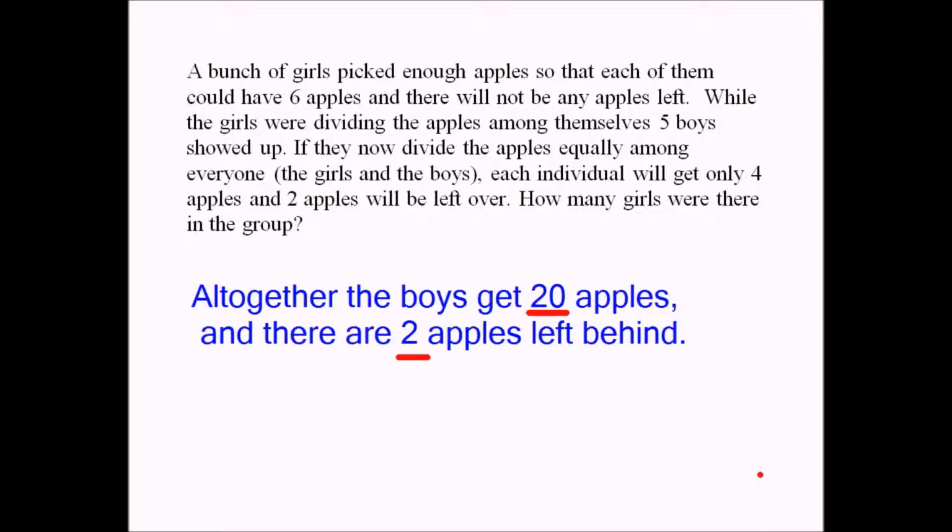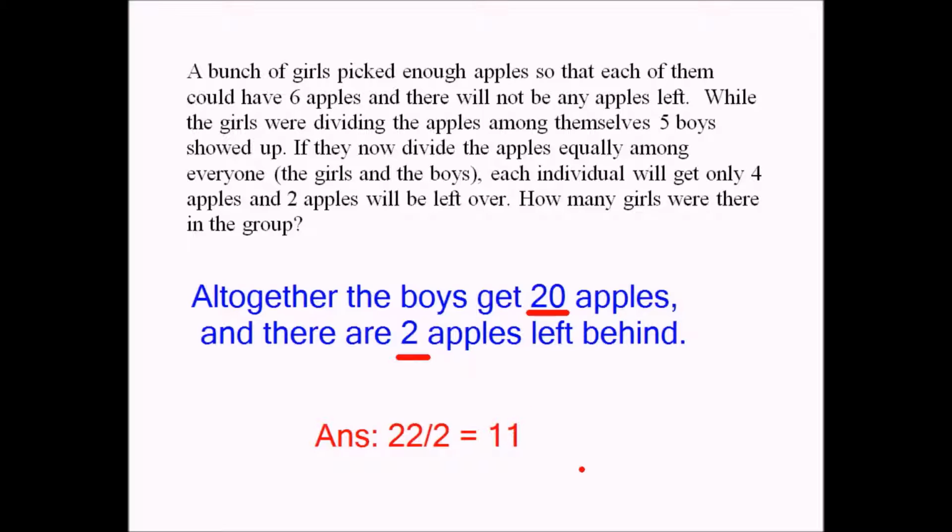So we are concluding that each girl is losing 2 apples. She's getting 2 fewer apples. If each girl is losing 2 apples, how many girls would have to lose 2 apples so that you get 22 apples? And the answer is 11. Let's see if we can write it down. Answer is 22 divided by 2 is equal to 11. So there must be 11 girls.